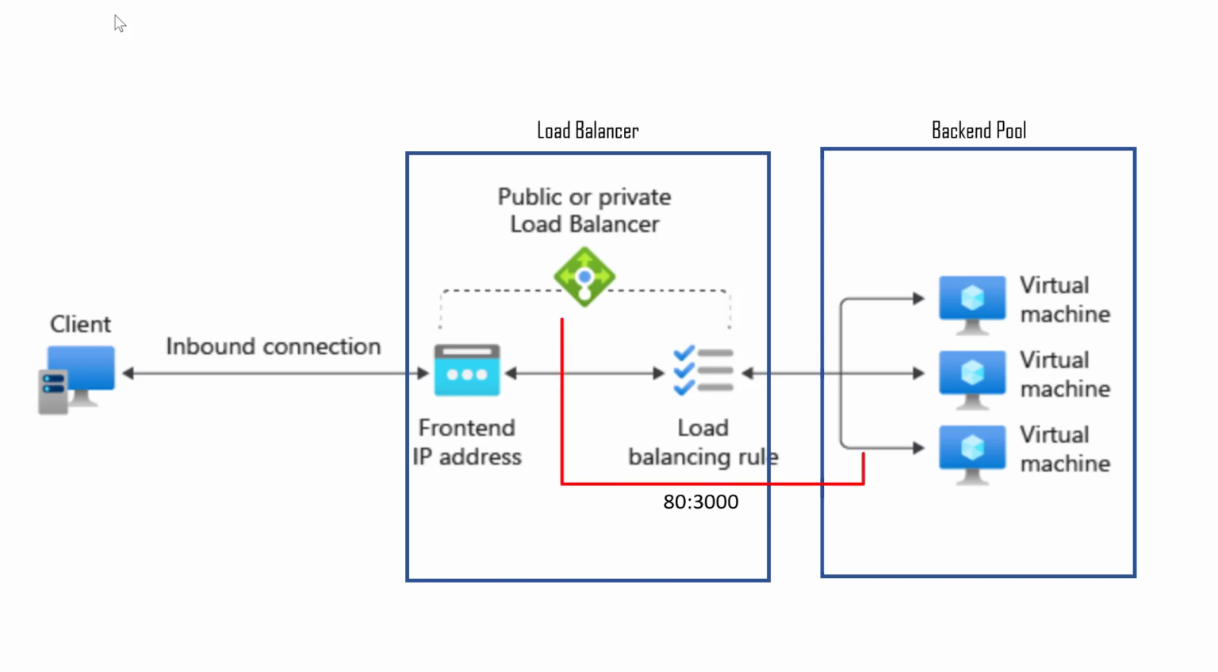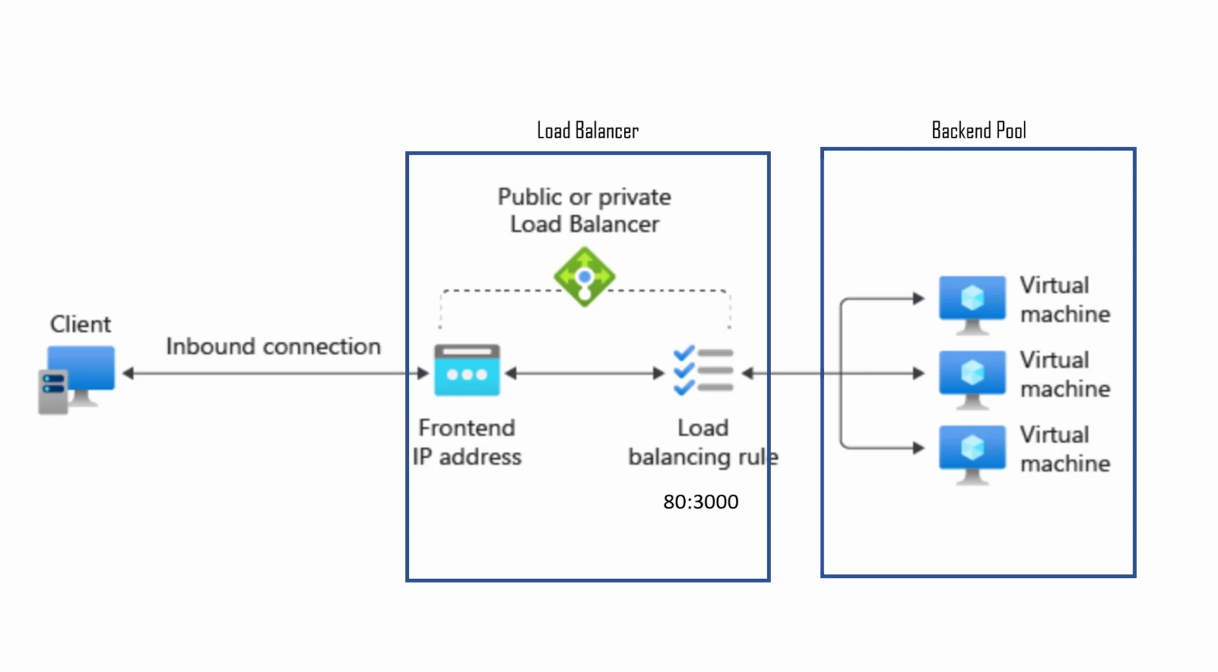And here the important thing to remember is the load balancing rule. The load balancing rule connects the IP address and the port of the front end to the backend port. So here, port 80 of the front end IP address is connected to port 3000 of the virtual machine in the backend. So port 3000 on the virtual machine should be open and ready to accept inbound connections.